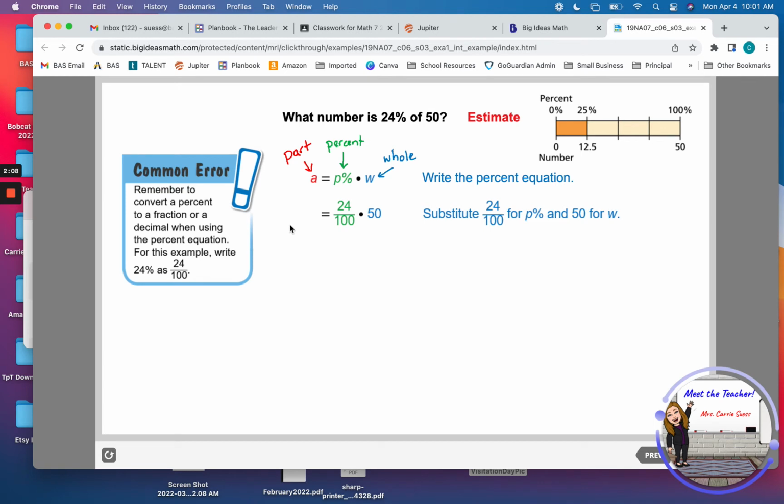Okay? So 24%. All right, so you can see here they have rewritten the percent as a fraction. You can write it as a fraction or a decimal. Either way works. So to solve this, we're going to find 24 over 100 times 50. Now, you can cross multiply and divide here. Or you could do the decimal, which is 0.24. So you could do 0.24 times 50 also. Grab your calculators and go. 12. So 12 is 24% of 50.